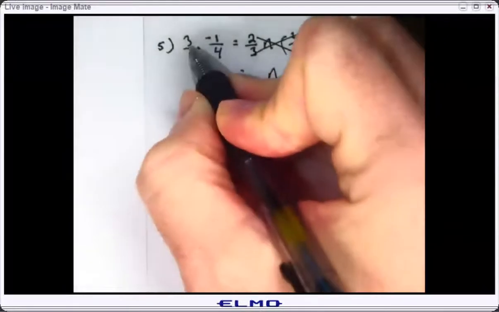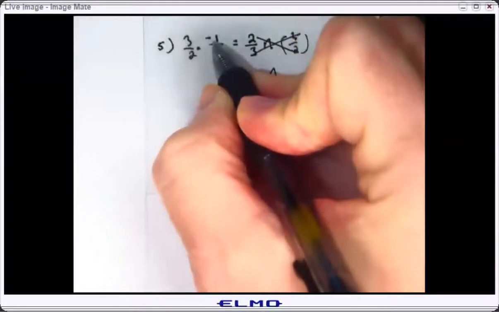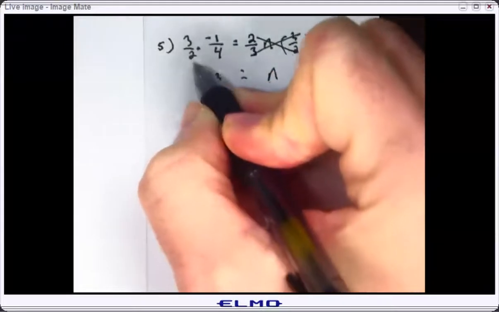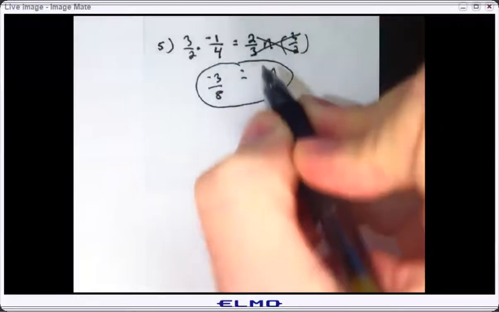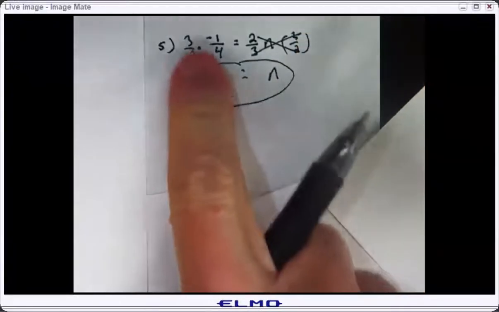Nothing will simplify. So when I multiply my numerator, 3 times -1 is -3 on top. 2 times 4 is 8 on bottom. Your answer is n equals -3/8. And of course, you could multiply those fractions in your calculator if you would rather.